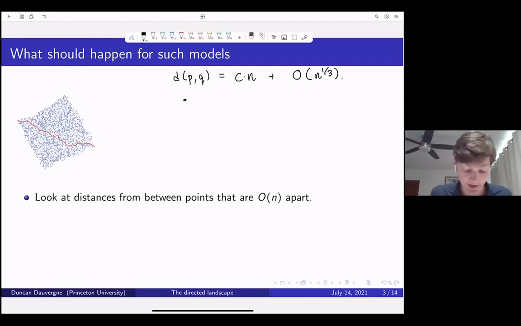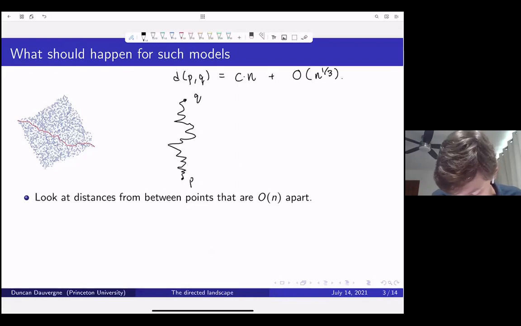The other thing you can look at is the geodesic. Maybe the geodesic wiggles back and forth between P and Q, but the scale at which it fluctuates back and forth is of order n to the 2/3.